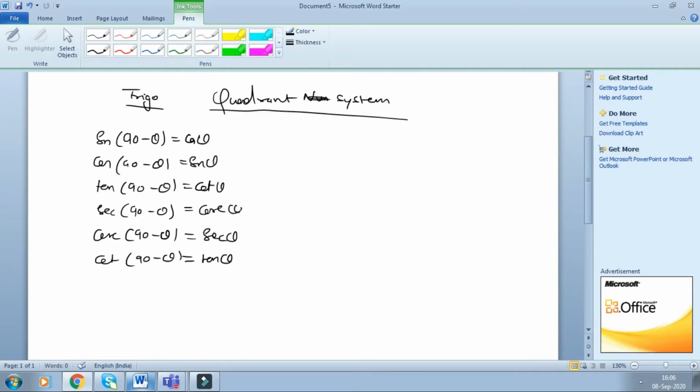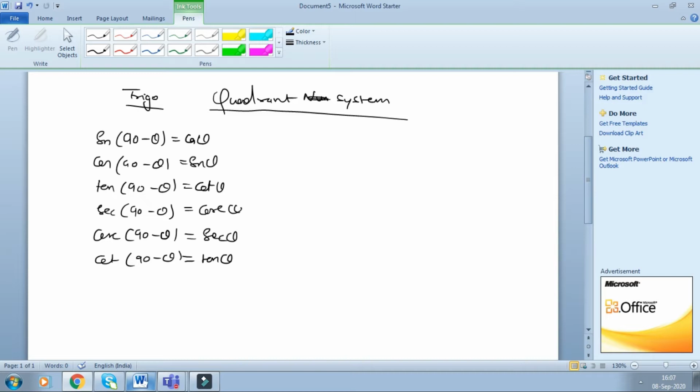So these are the formulas that everybody knows, and everybody did this in the lower classes. In the 10th class, you already did this. So now move forward to the 11th class.